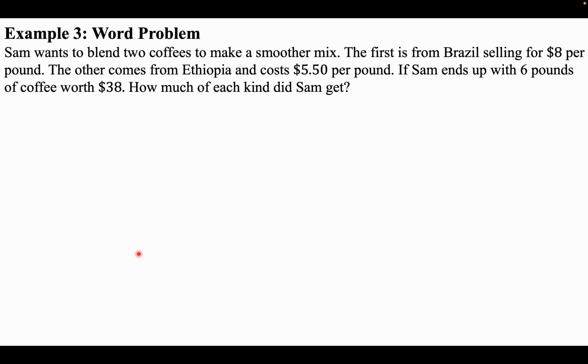Example 3. Sam wants to blend two coffees to make a smoother mix. The first is from Brazil, selling for $8 per pound. The other comes from Ethiopia and costs $5.50 per pound. If Sam ends up with 6 pounds of coffee worth $38, how much of each kind did Sam get?